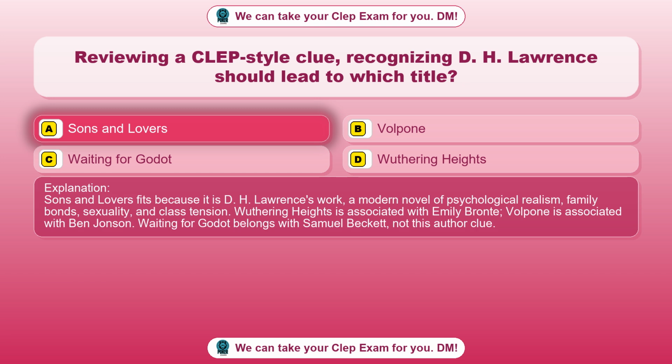Sons and Lovers fits because it is D.H. Lawrence's work, a modern novel of psychological realism, family bonds, sexuality, and class tension. Wuthering Heights is associated with Emily Bronte, Volpone is associated with Ben Jonson. Waiting for Godot belongs with Samuel Beckett, not this author clue.